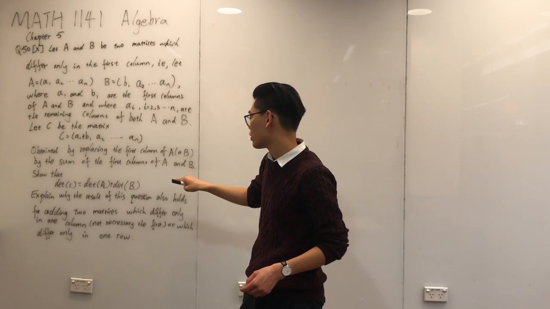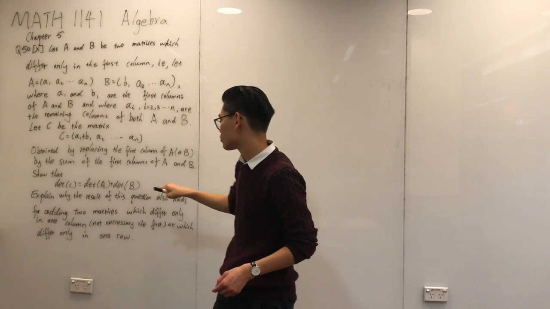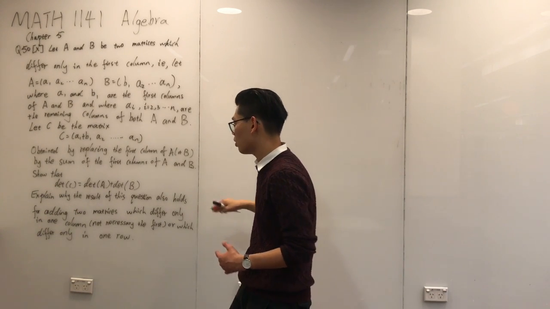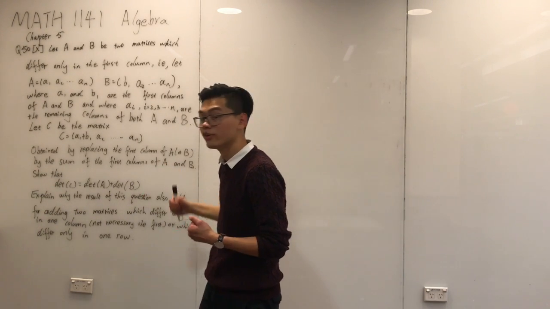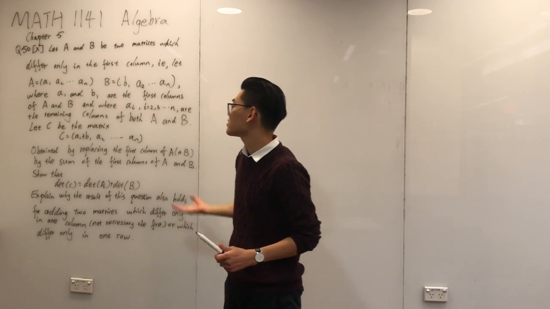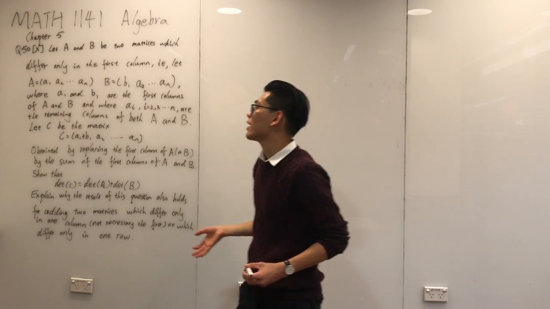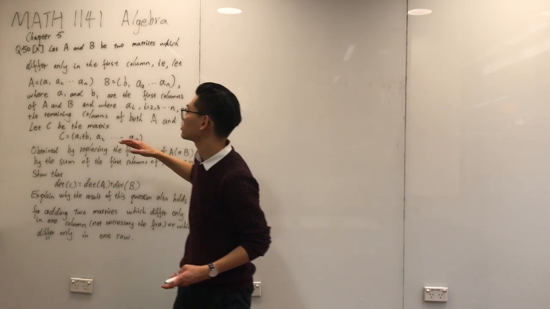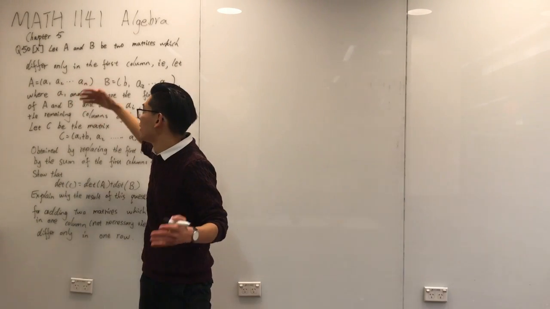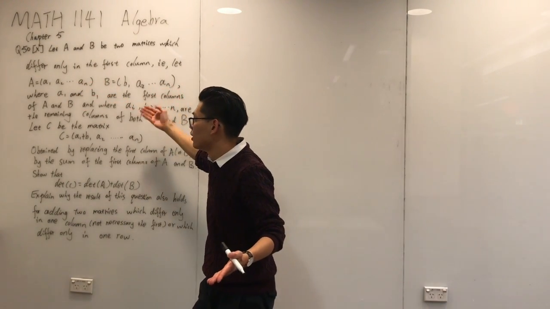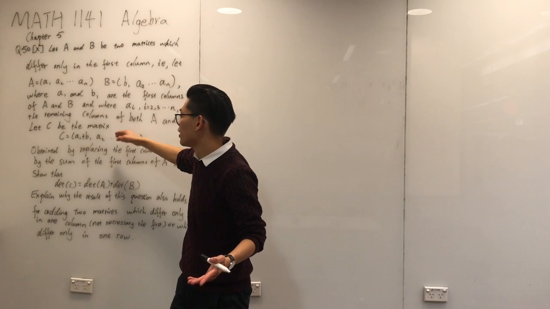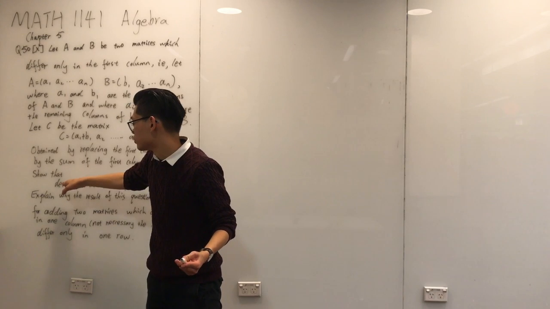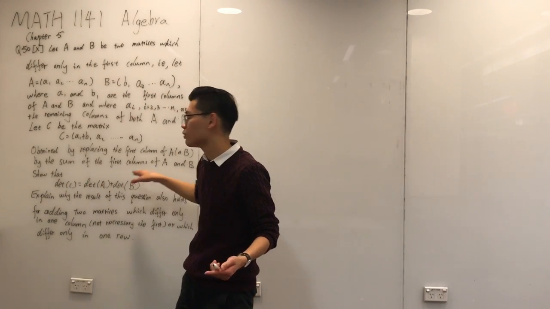Explain why the result of this question also holds for adding two matrices which differ only in one column, not necessarily the first, or which differ only in one row. Okay, it basically asks us to explain why this equation also holds if we didn't change A1. For example, we change A5 to B5, and we change A5 to A5 plus B5. Like new matrix C will equal new matrix A plus new matrix B.